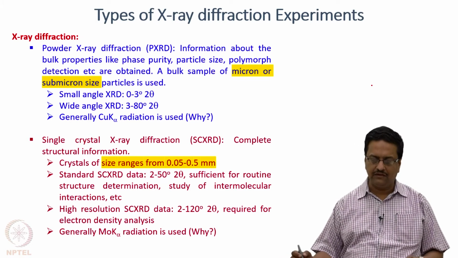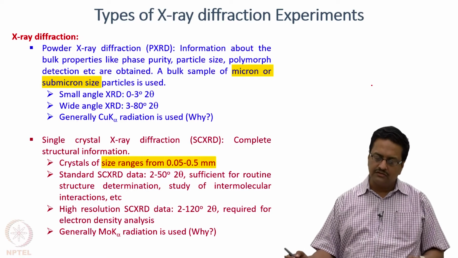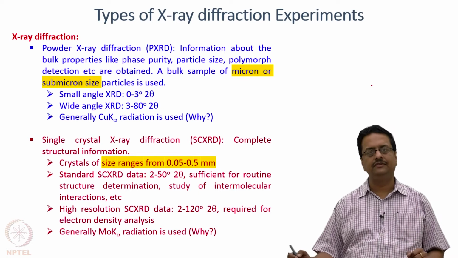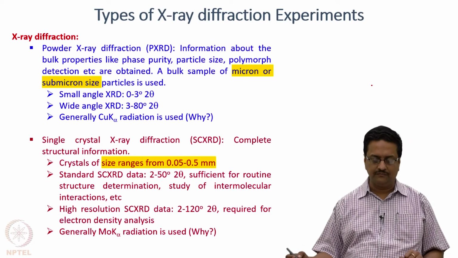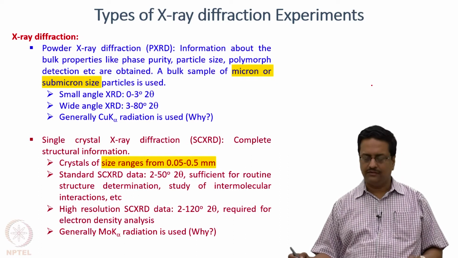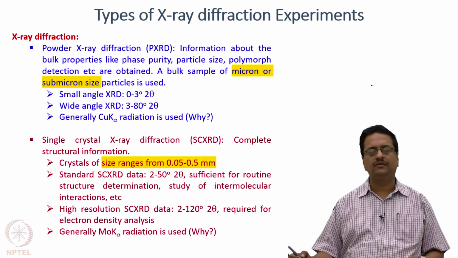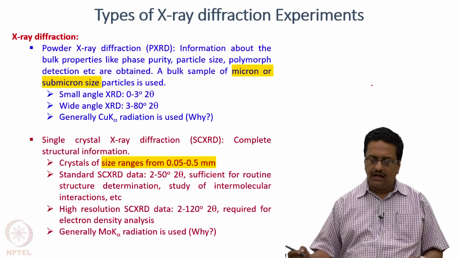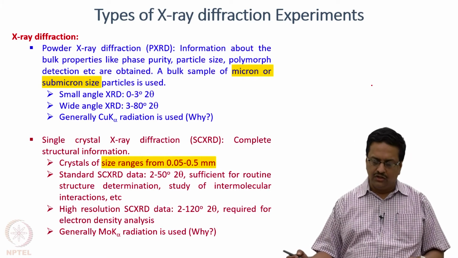This should have certain properties, which I will explain in future classes when we talk about handling of crystals. So crystals of this size, like 50 to 500 micron, are suitable for single crystal X-ray diffraction. For routine X-ray data from which one can solve a crystal structure, we need data from about 2 degrees to 50 degrees in 2 theta, and that is sufficient for structure determination.